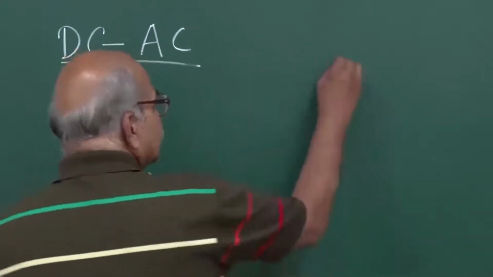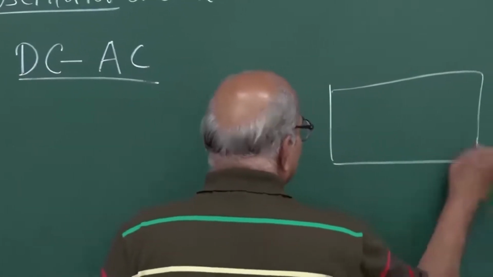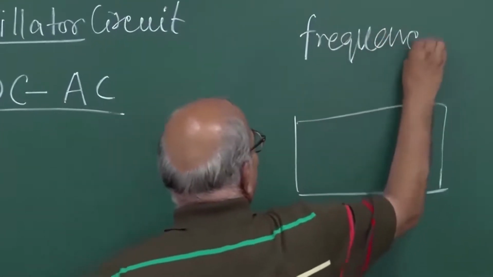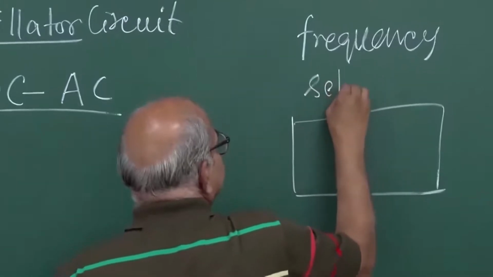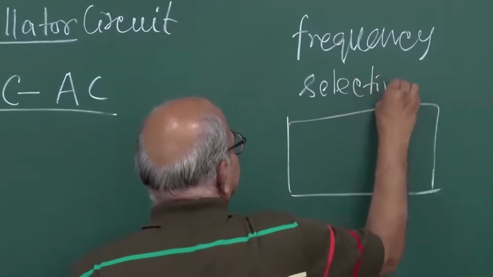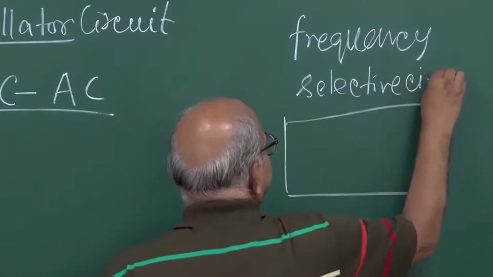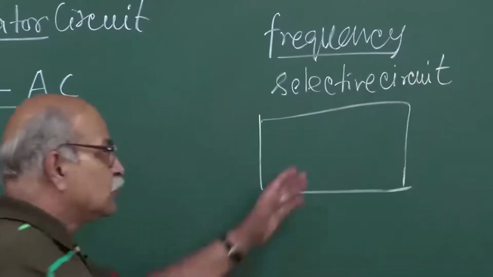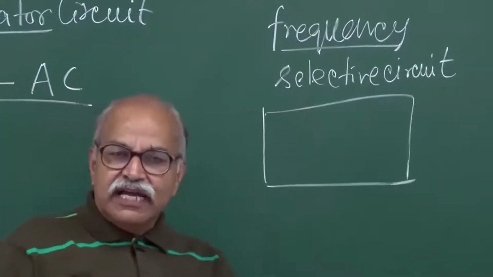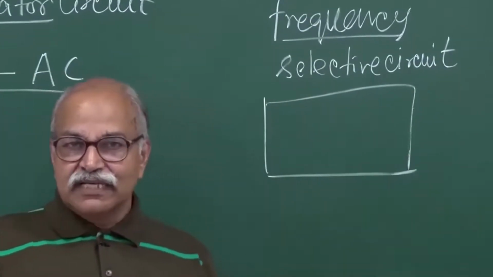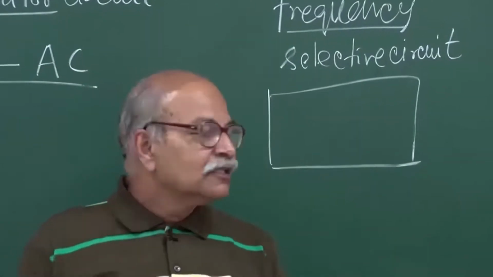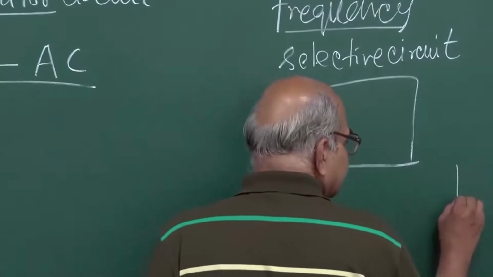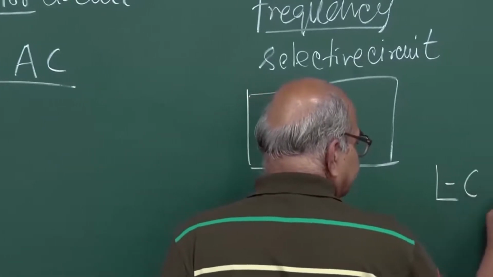Okay. So, you must have a frequency selective circuit oscillating. One can have varieties of circuits depending on which range you are in. One is what we call the inductor-capacitor, or LC, circuit.